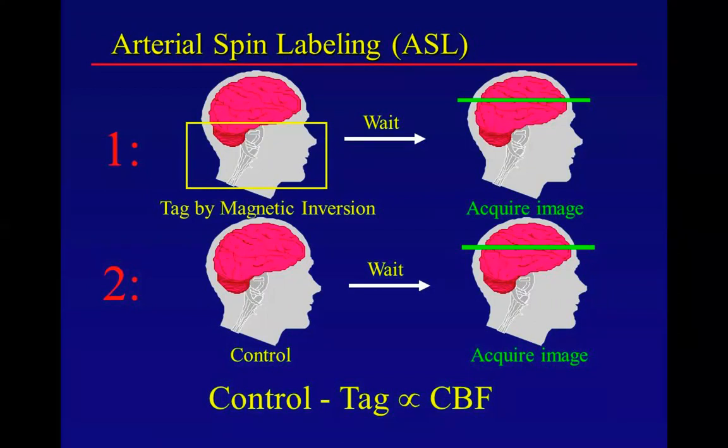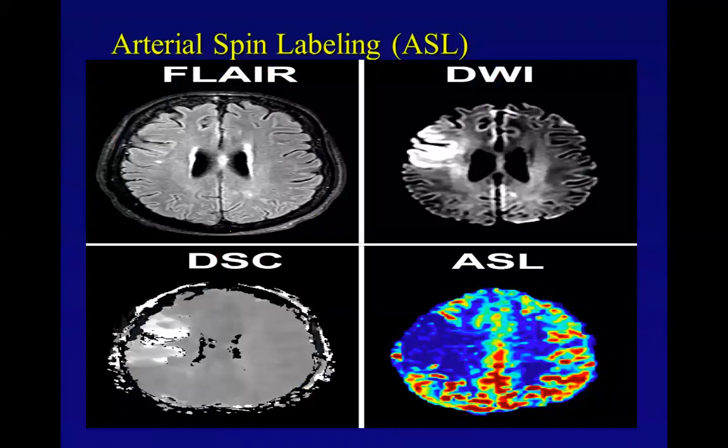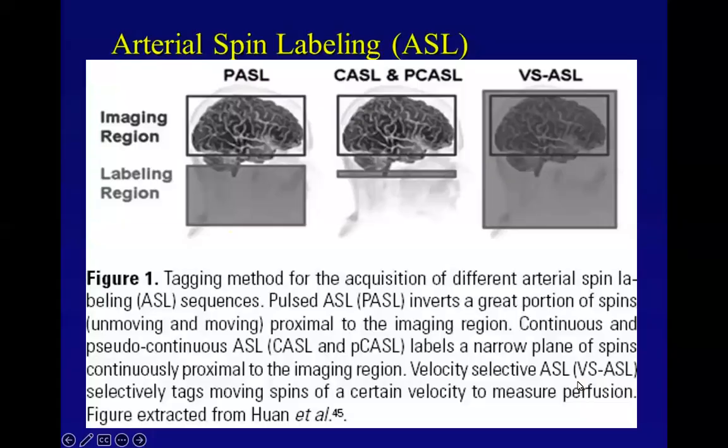You tag the particular RBC and look at where it goes. Based on where it goes, you create an image that tells you how much or where the RBCs are flowing. This is called arterial spin labeling.